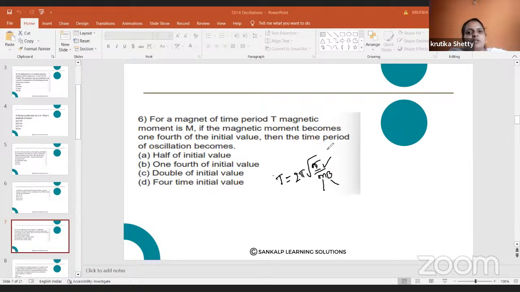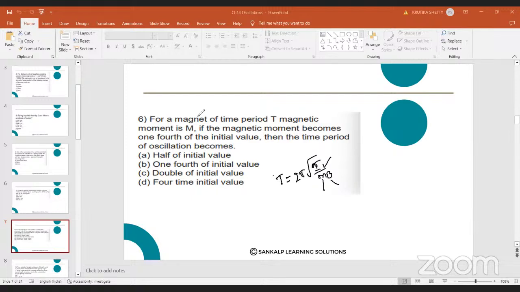In the question they are giving you magnetic moment. It is given as magnetic moment. So sometimes they may ask you about the mass. If the value is increasing, what happens to the time period? Or if the magnetic field is increasing or decreasing, what happens to the time period? Here they are asking you about the magnetic moment.